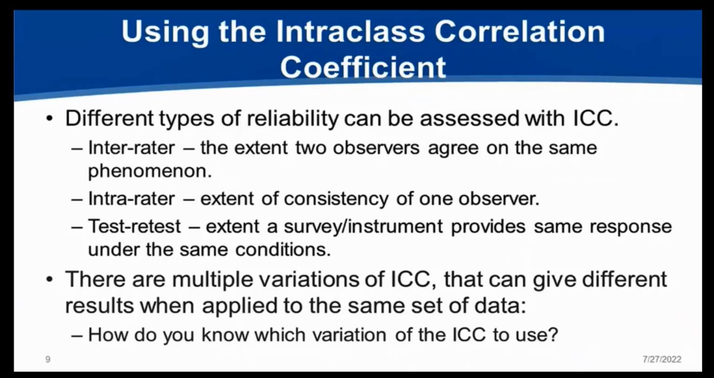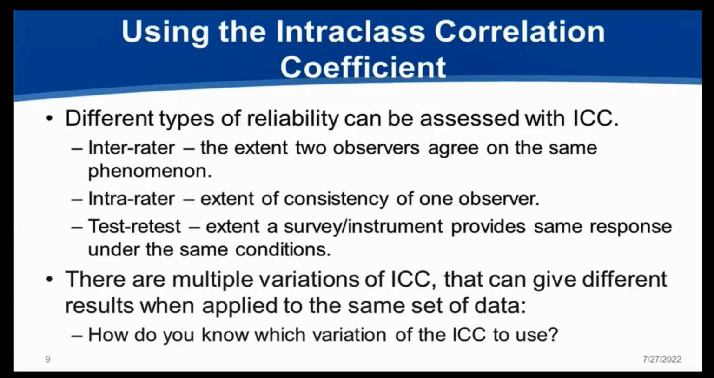So there are different types of reliability. There's inter-rater, which is just how well do two different observers agree on the same measure. The intra-rater would be if the same rater evaluated perhaps the same entity at different times, different subjects at different times, how well that rater is consistent within themselves. And then another would be test-retest, which is often used to measure reliability.